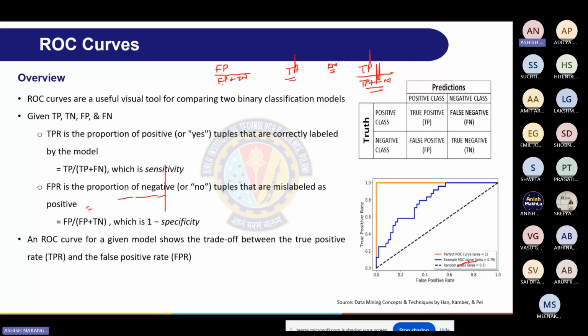Specificity, we covered it in the last session. What do we mean by specificity? Basically, out of all genuine cases, how many are wrongly marked as fraud? False positives. If 1,000 genuine transactions exist and 100 are wrongly flagged, FPR becomes 100 divided by 1,000, so 10%, right?